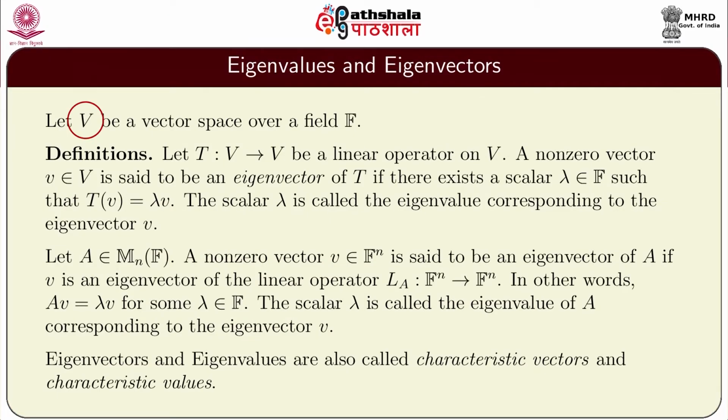So, we start with module 1, where we will talk about eigenvalues and eigenvectors of a linear operator first, followed by the characteristic polynomial of a linear operator. Let V be a vector space over a field F and T a linear operator on V. A non-zero vector v in the vector space V is said to be an eigenvector of T if there exists a scalar lambda in the field F such that T(v) is lambda v. This scalar lambda is called the eigenvalue corresponding to the eigenvector v.